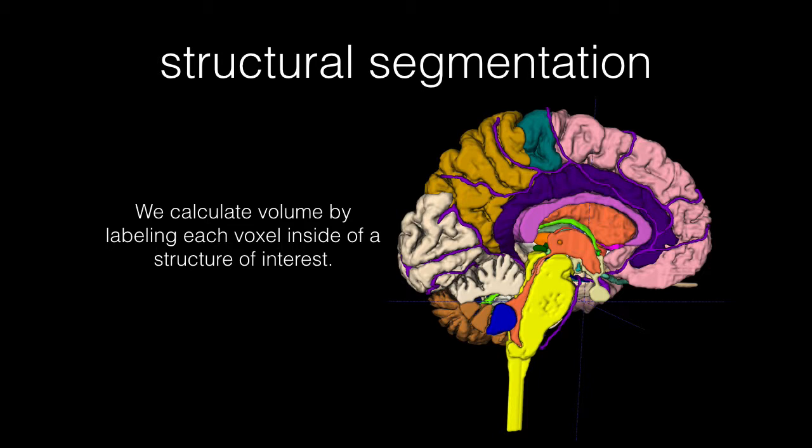The computer just counts how many voxels were labeled as members of the structure and multiplies that voxel count by the known per voxel volume. So for example, the voxels in the cingulate gyrus have been labeled here and are shown in dark purple. If there are, say, 1,500 voxels that have been given the cingulate gyrus label, and the volume of each voxel is 1 cubic millimeter, then the measured volume of the cingulate gyrus is 1,500 cubic millimeters.